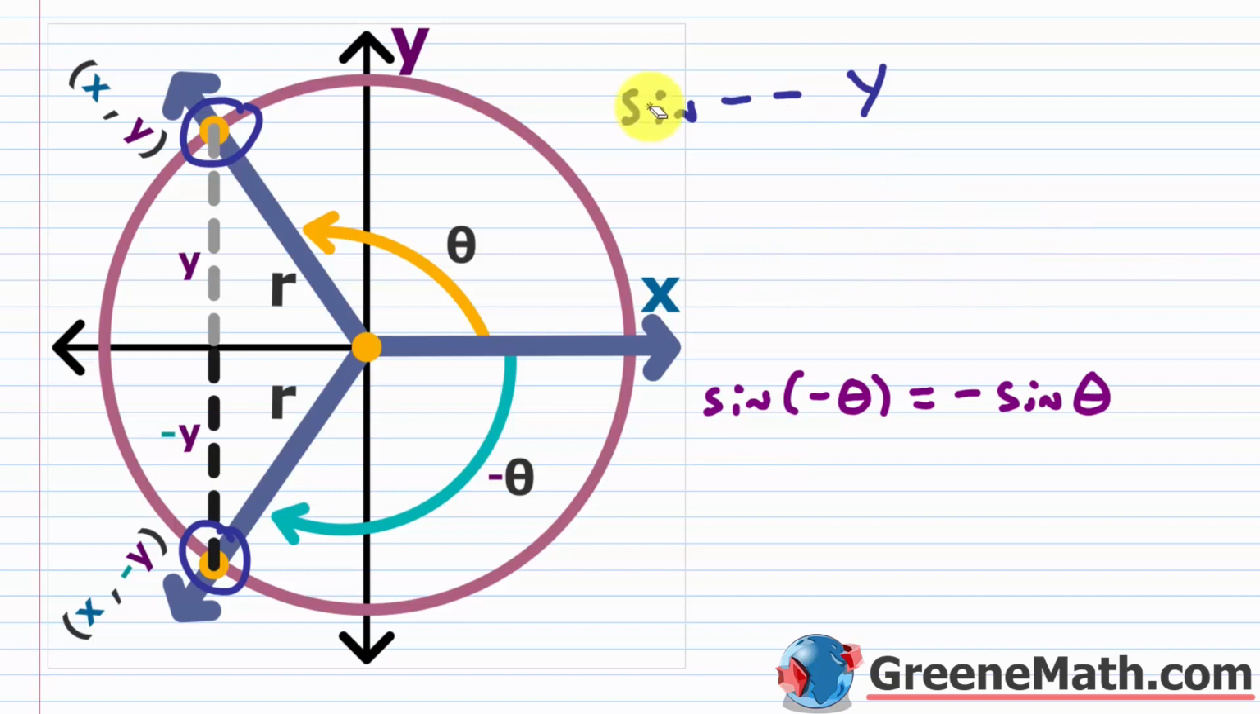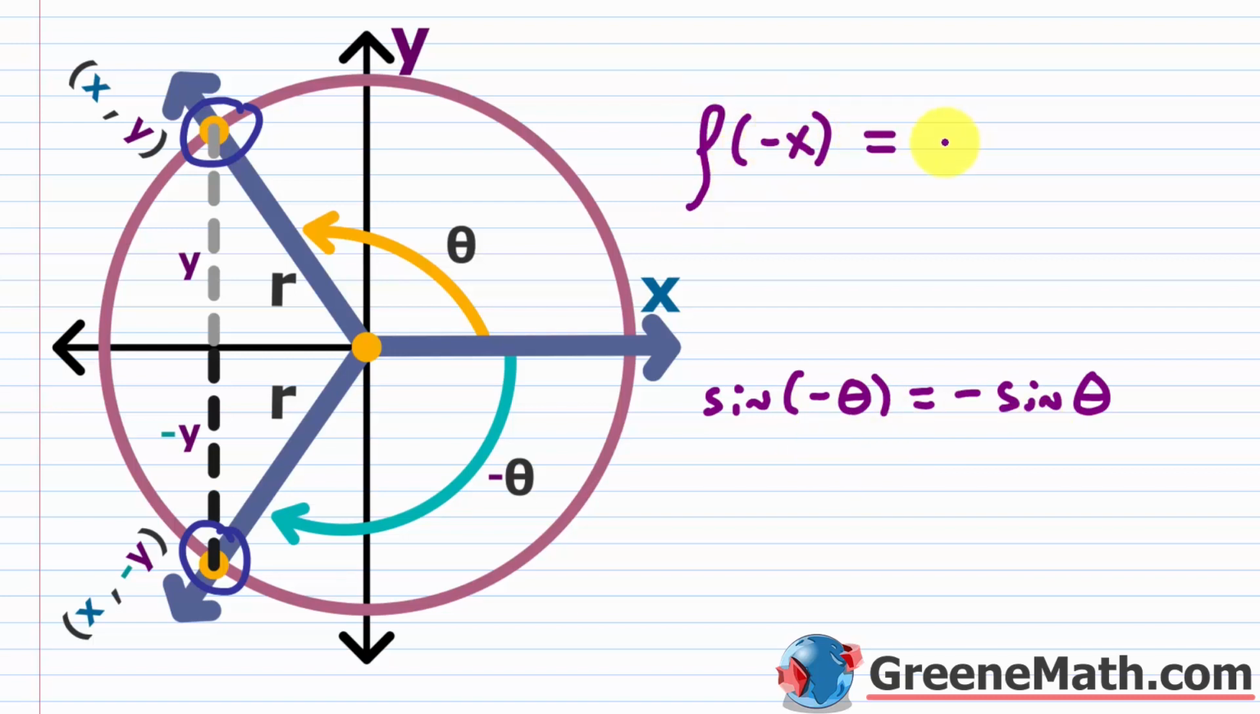You might notice that this looks very familiar from earlier, when we worked with functions and talked about even and odd functions. This property is from odd functions. If you had f of negative x equal to the negative of f of x, remember, this is an odd function. That's how you check for it.